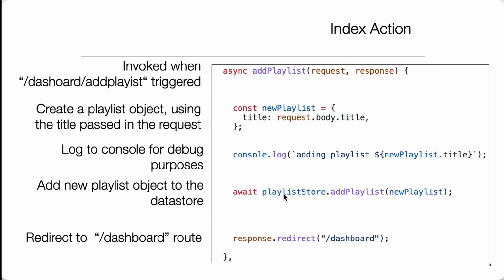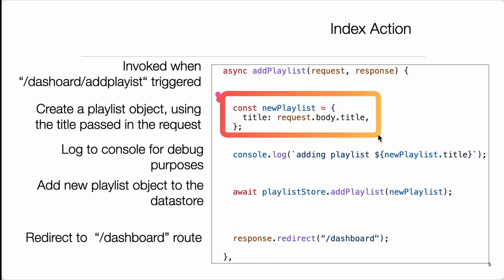This is the add playlist method. In this instance, we are going to be triggered when the add playlist route is activated. We do the creating of the new playlist itself here first. That is, we create a new playlist object. It contains just one field, the title the user has entered. That is the value entered in the add playlist form on the dashboard.